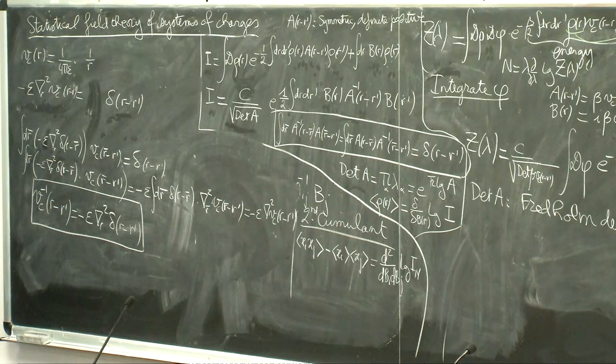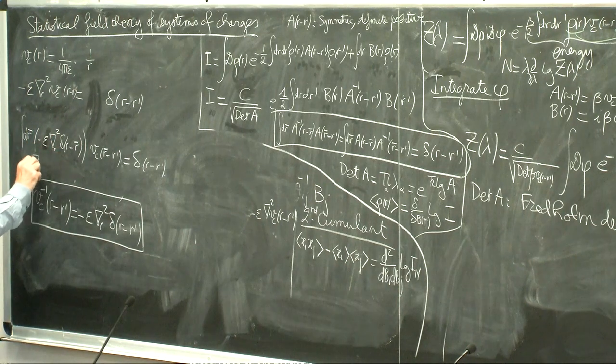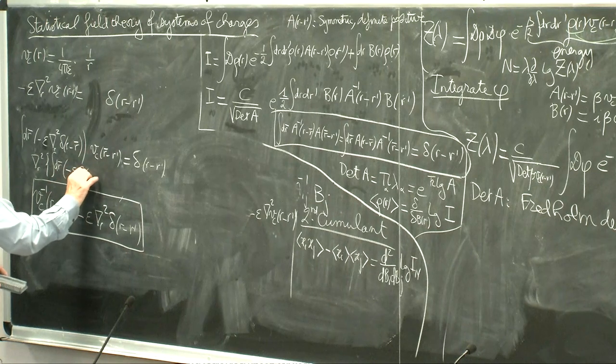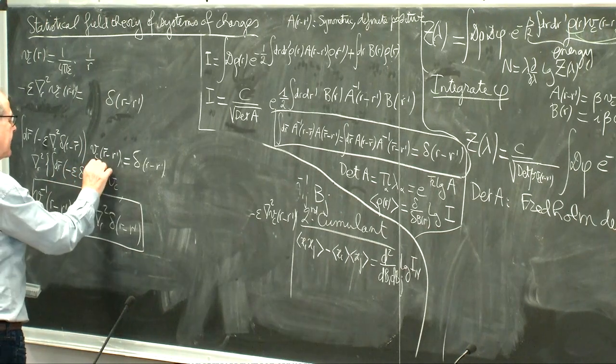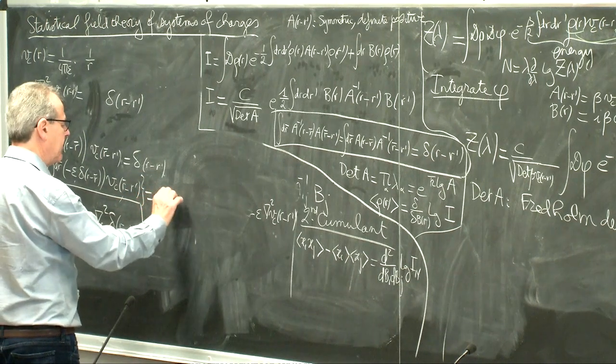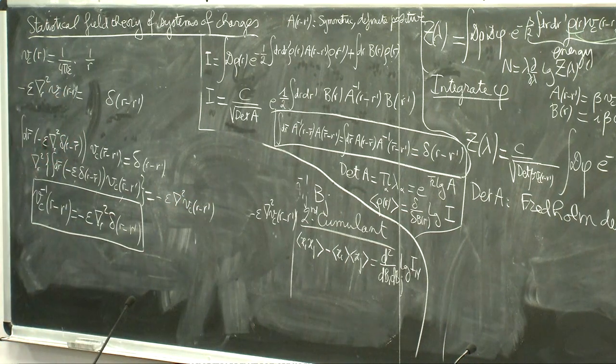If I write it like this, I can just take out the Laplacian, since the integral acts only on r bar. So this second line can be written directly as Laplacian of the integral dr bar of minus epsilon delta of r minus r bar times Vc of r bar minus r prime, and therefore it is just minus epsilon Laplacian Vc of r minus r prime. Okay, that's an even simpler demonstration.